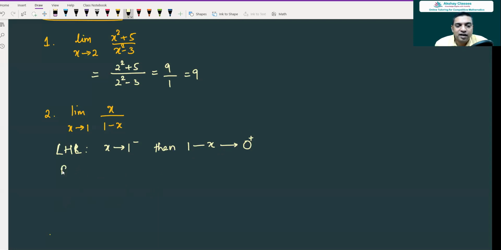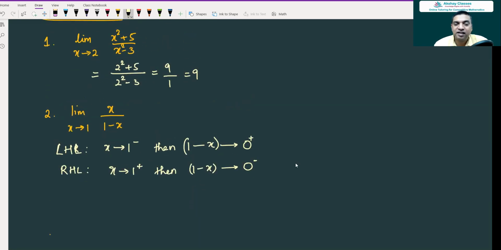All right. Right hand limit: x tends to 1 plus. This x is now 1 plus, approaching 1 but with a value slightly greater than 1, for example 1.01. If x takes the value 1.01, then 1 minus 1.01 will be minus 0.01. So 1 minus x will approach 0, but from values lesser than 0.